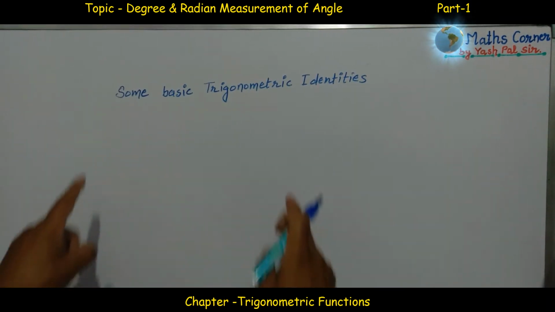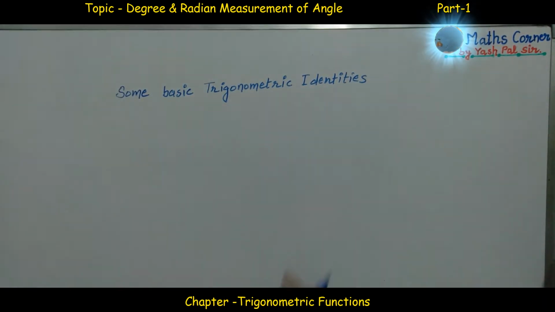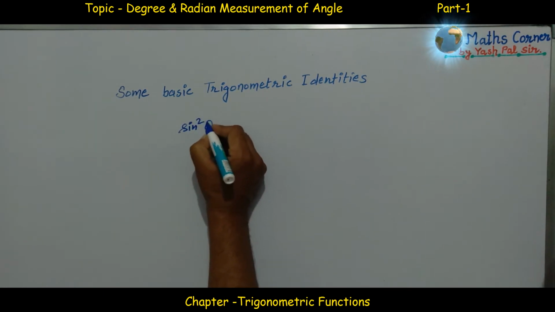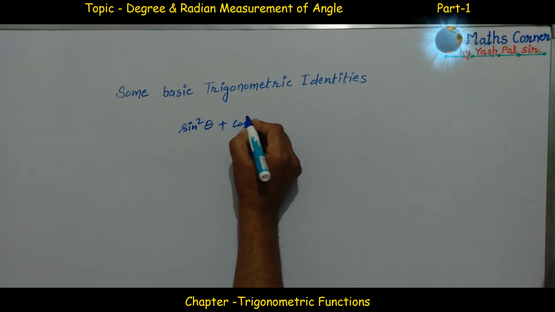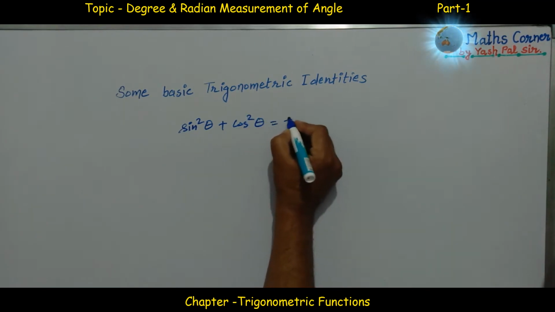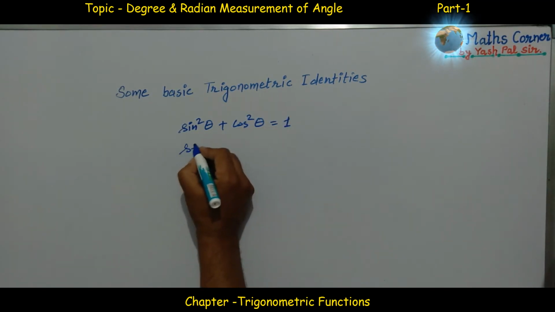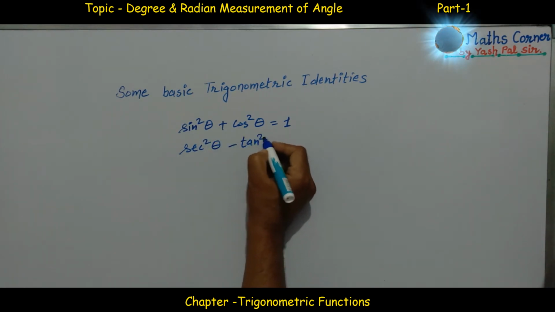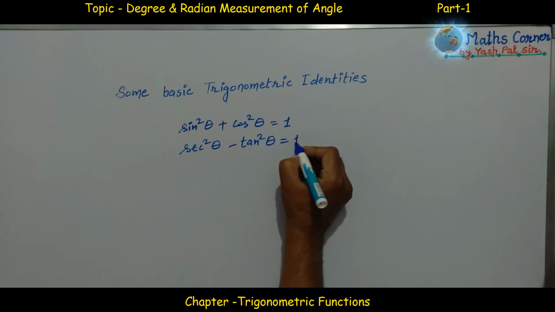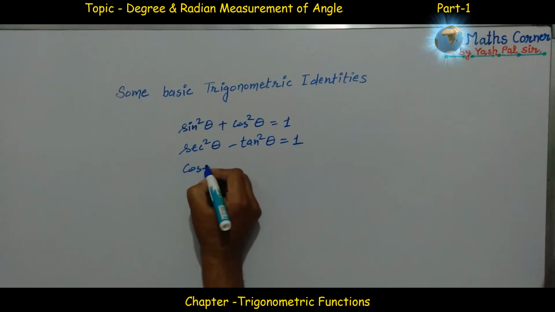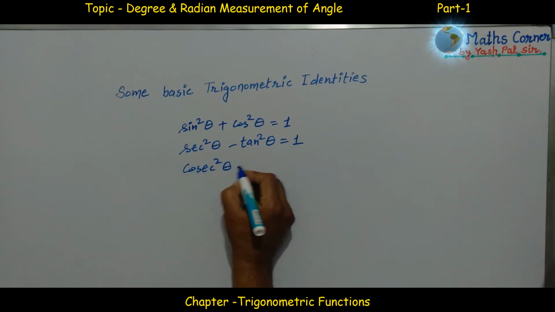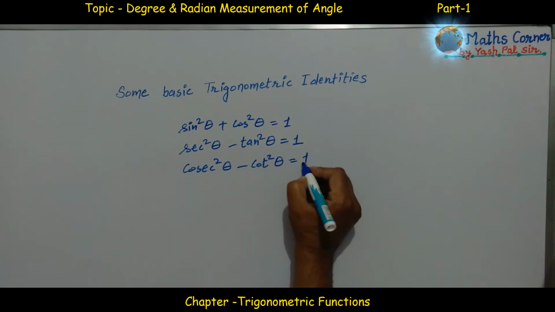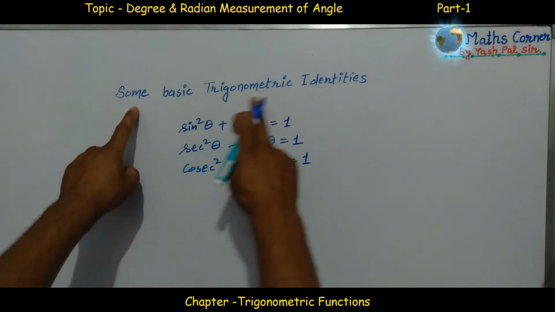We also know some basic trigonometric identities. For example, sine square theta plus cos square theta is equal to 1. Next, secant square theta minus tangent square theta is also equal to 1. Cosecant square theta minus cotangent square theta is also equal to 1. So these are some basic trigonometric identities.